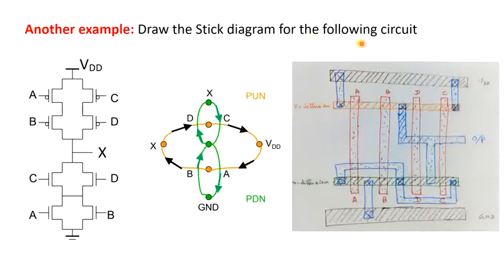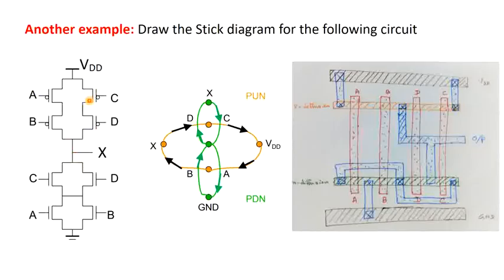Another example: draw the stick diagram for the following circuit. This is another circuit implemented using CMOS, and we need to draw its stick diagram. To draw the stick diagram, first we have to draw the logic graph, individually for the pull down network and the pull up network. For the pull down network, it will look like this: X is the output. On one side it is D and B, and on the other side it is C and A.